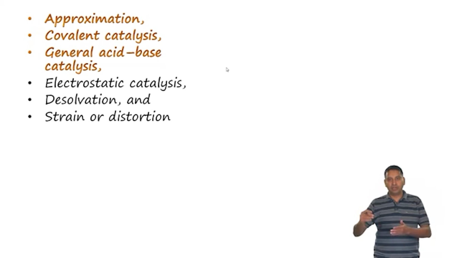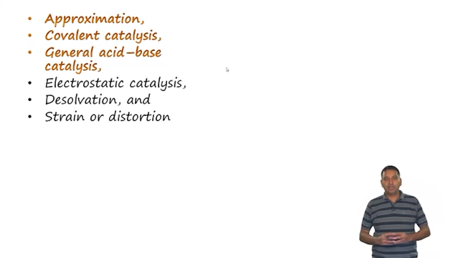which results in acceleration. And subsequently, we looked at acid base catalysis, where there is a transfer of a proton or a hydroxide ion, and that results in generation of reactive intermediates or acceleration. There are broadly three other ways in which enzymes are able to catalyze reactions. Next mechanism by which it does it is electrostatic catalysis.